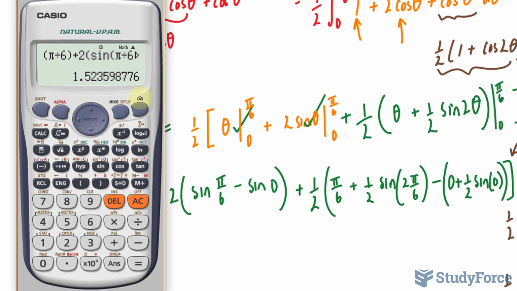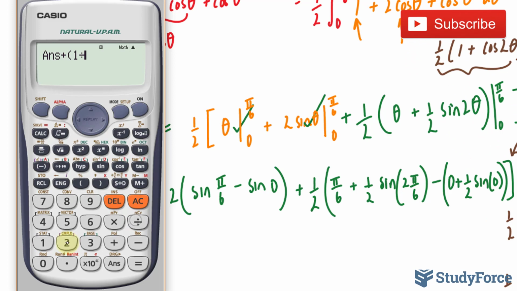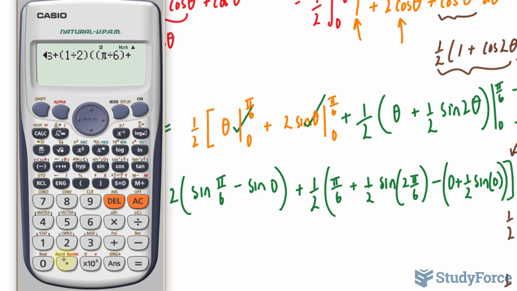So I just found the first two terms. Now I have to do this one. Plus 1 over 2 times pi over 6. And make sure that every fraction is placed in brackets. So I place this in brackets, plus 0.5 times sine of pi over 3, because this becomes pi over 3, minus all of this content now. We have 0 plus half sine 0. That's all equal to 0.